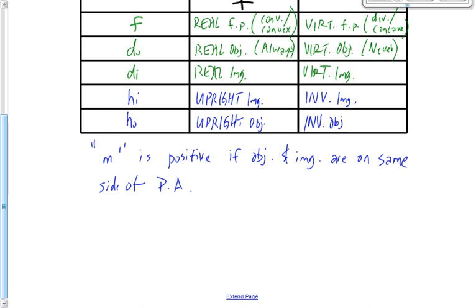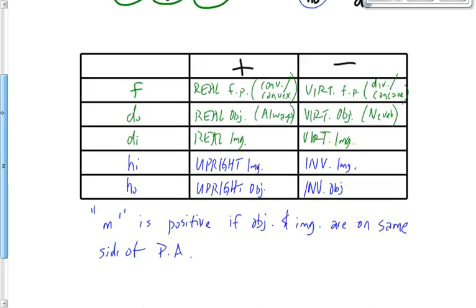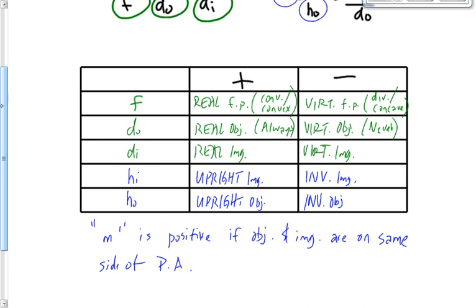If the object is right side up and the image is right side up, M is positive. If the image is upside down and the object is upside down, then we're going to say that the magnification is positive as well. If it's negative, you've got to have one of them right side up, one of them upside down. It doesn't really matter which one is which, but they got to be flipped over relative to one another. Principal axis, yes. PA is principal axis.